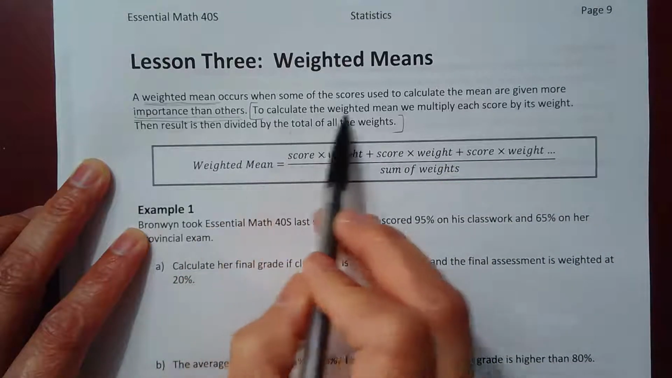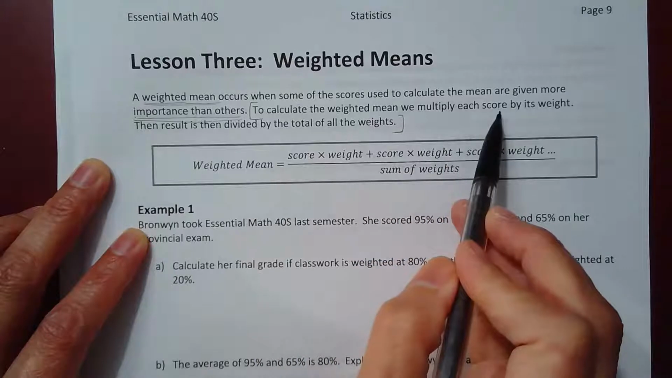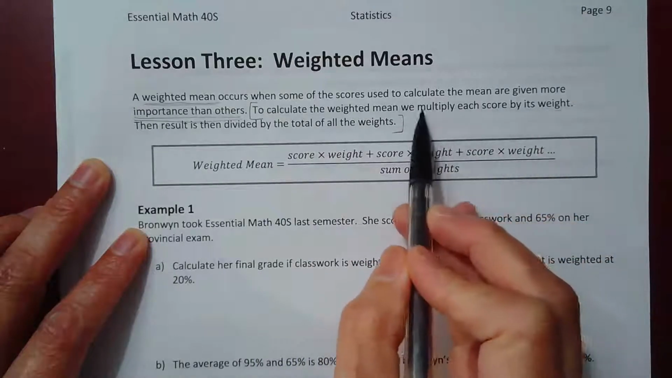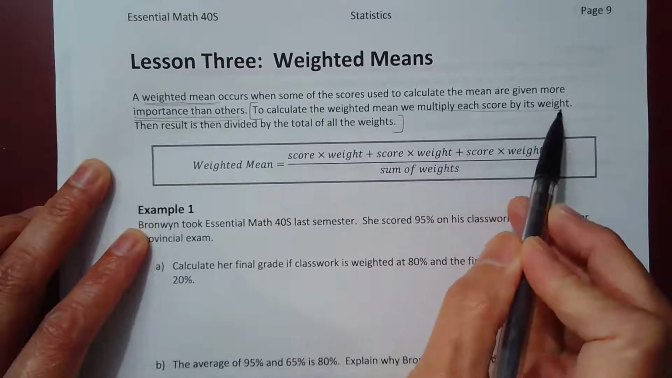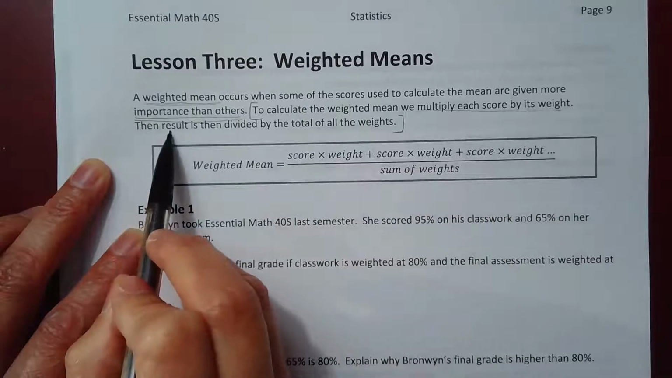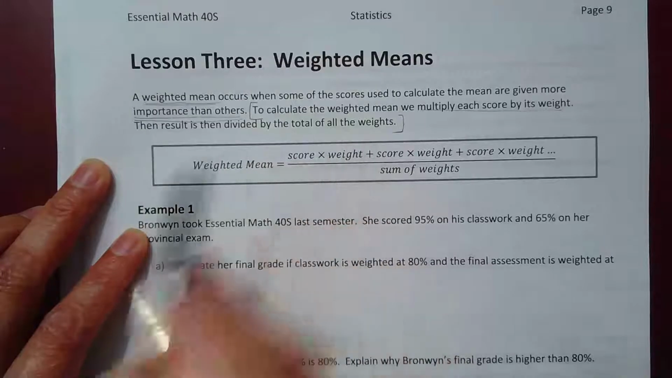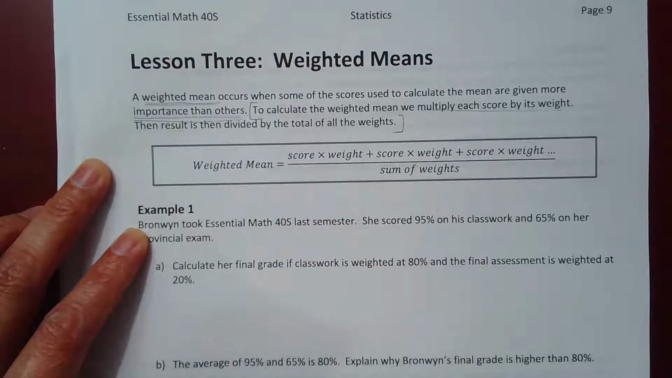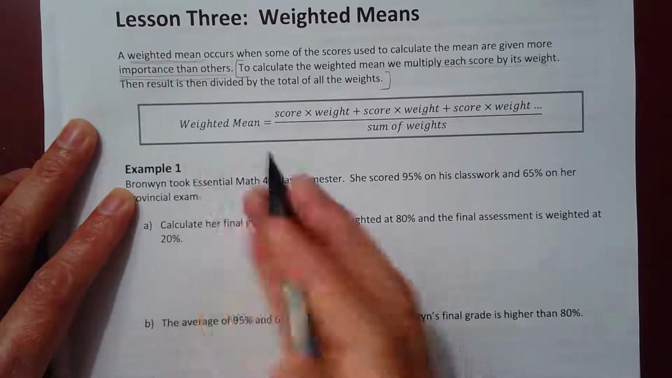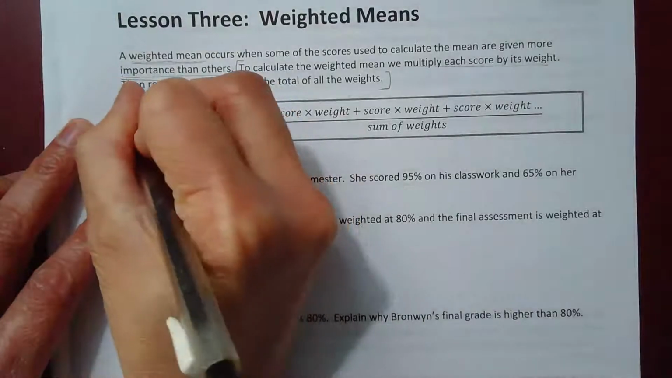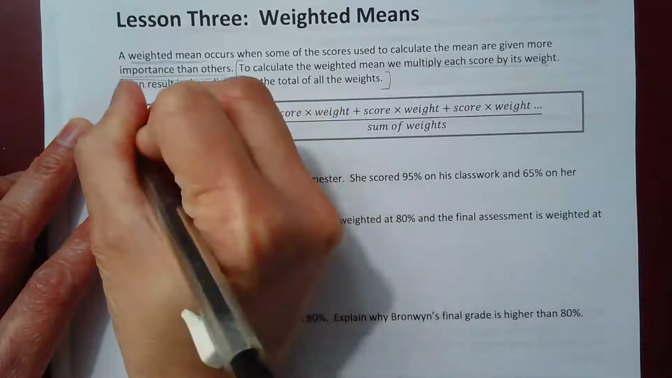To calculate the weighted mean, we multiply each score by its weight. Then the result is divided by the total of all of the weights. The total of the weights. So here's a formula.